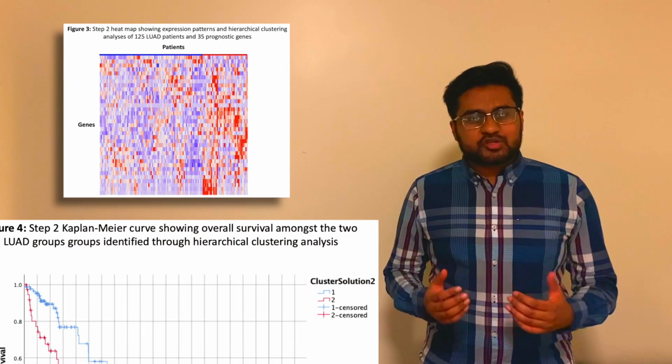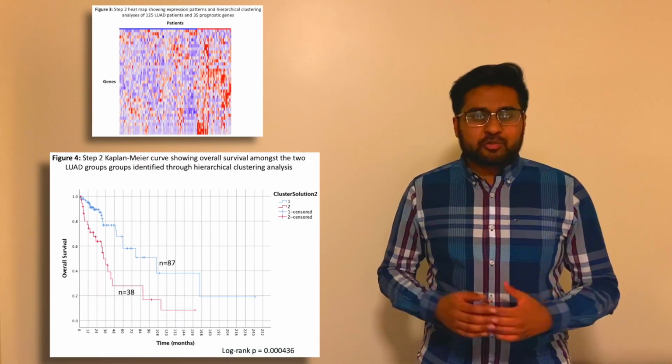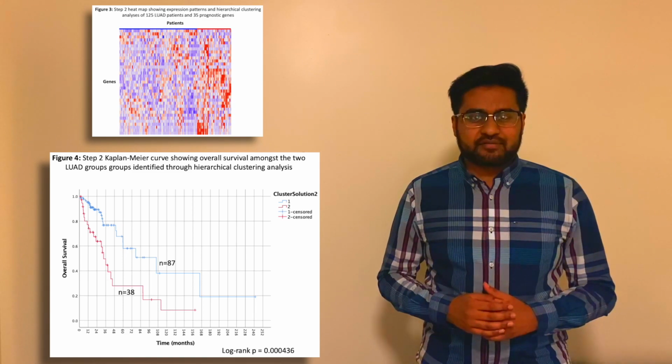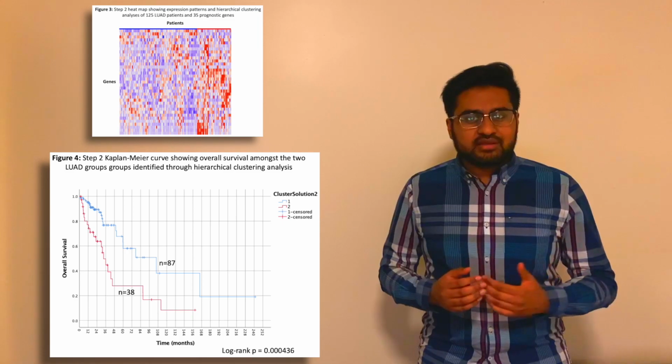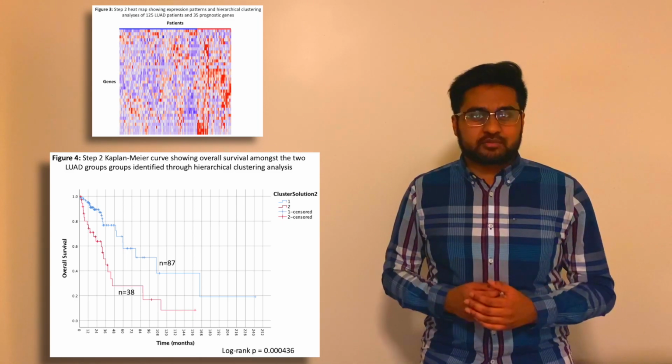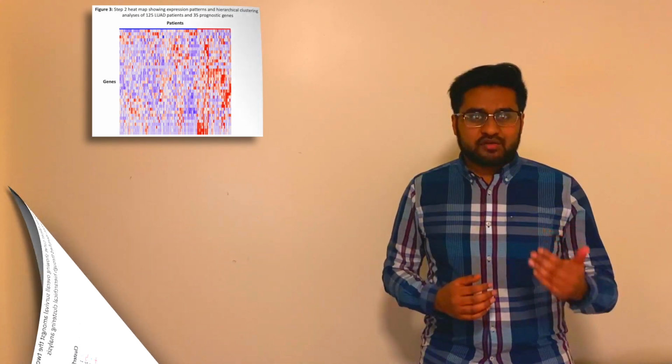And when we look at its corresponding Kaplan-Meier curve, the blue group has an extraordinarily high median survival at 106 months. This is the type of group that may only need less severe forms of chemotherapy, or they may even be able to avoid it altogether.